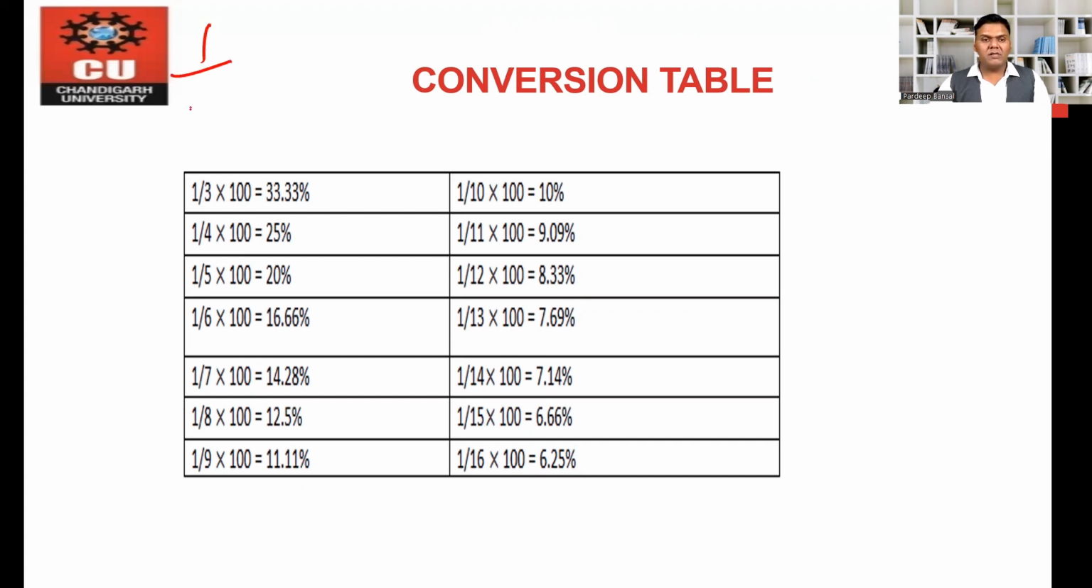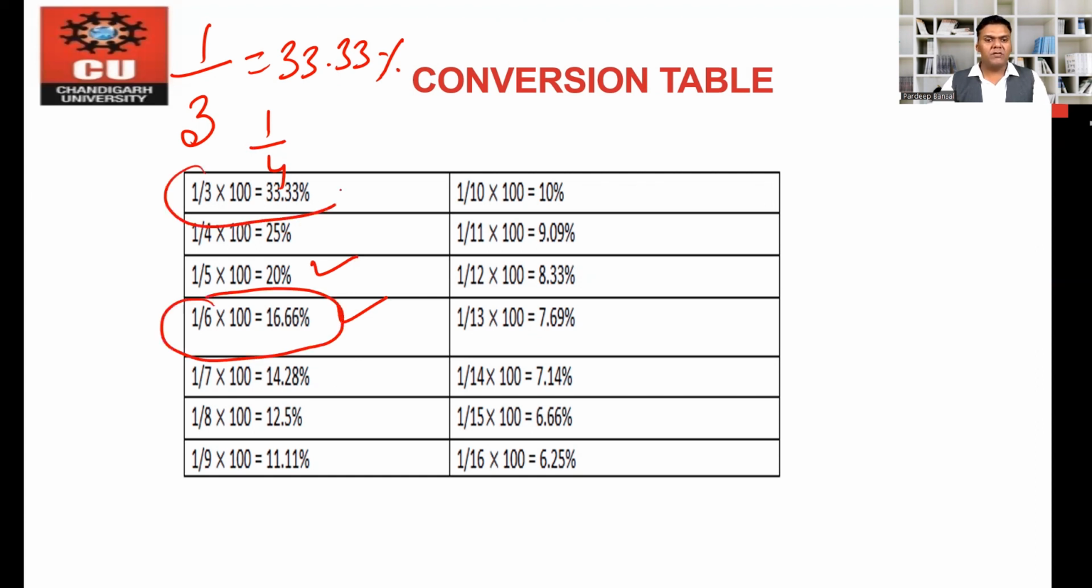Now how do we memorize it? So 1 by 3, as I said, we are multiplying it by 100, which boils down to 33.33%. From 1 by 3 to 1 by 4, 1 by 6. So 1 by 6 need not be memorized separately. If you remember 1 by 3, 1 by 6 is nothing but half of it. Similarly, 1 by 12 is nothing but half of 1 by 6. 1 by 6 is 16.66, so this is 8.33, right?